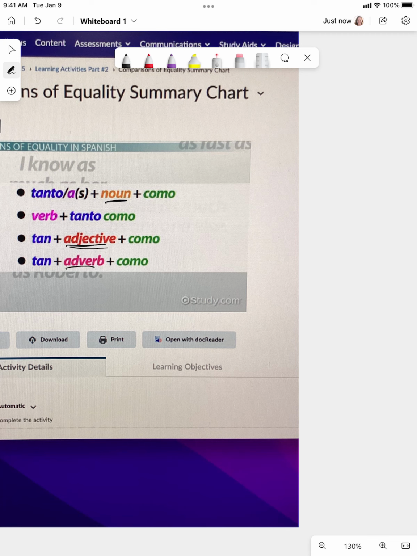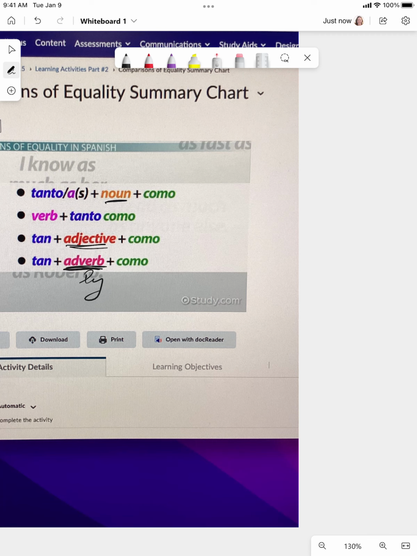I also might be comparing how somebody does something. So these are ly words in English, like quickly, quietly, politely. So she speaks as quietly as so and so. So there you are comparing how the person does something. So it's a little bit different than your verb. It is describing a verb, but it's how the verb is done, right? So you're not just comparing the action, you're comparing how the action is done with an ly.